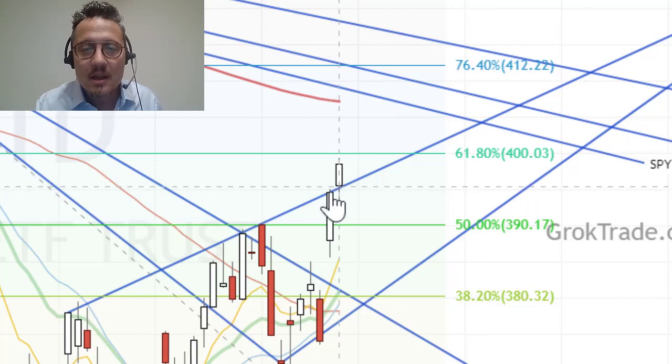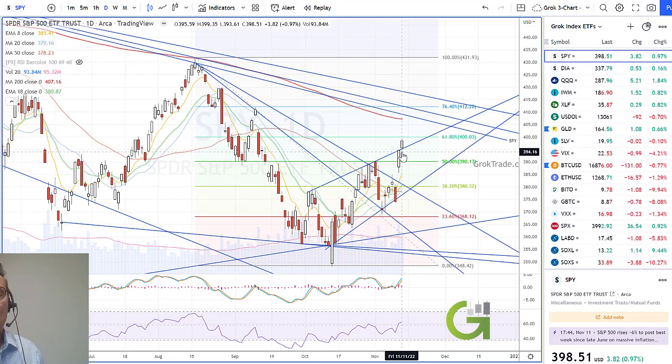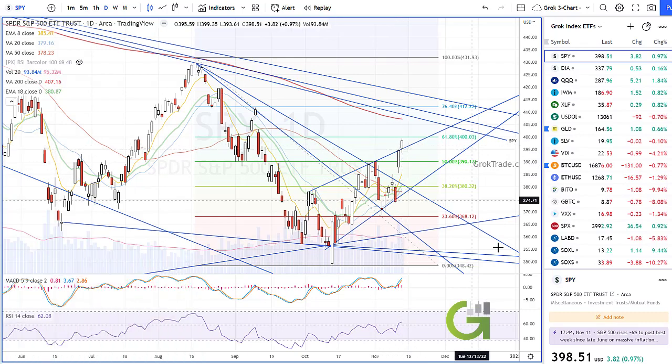I digress. Anyway, see how we closed at the line, we opened at the line, closed at the line, opened at the line. Why does that happen? Because the trend lines were drawn correctly, and you've got to be able to do that. Anyway, things on the Spiders are looking really good.